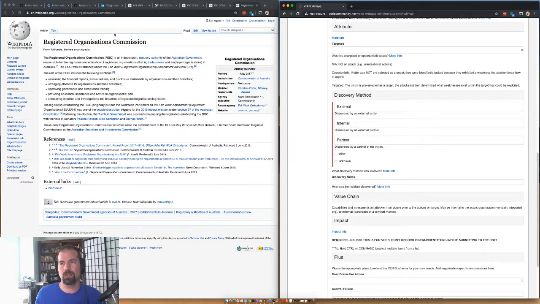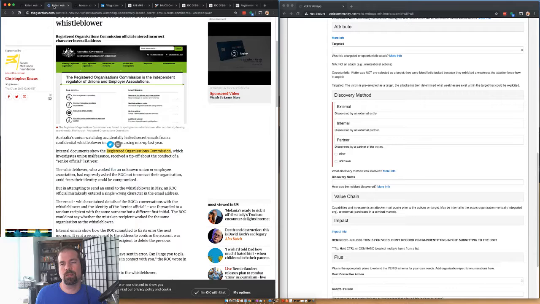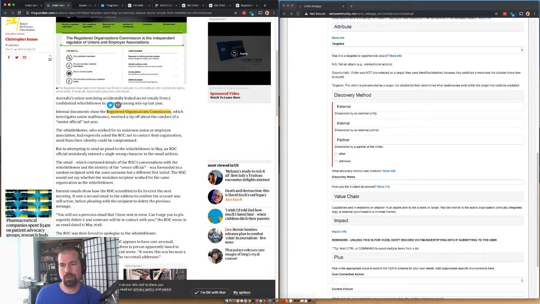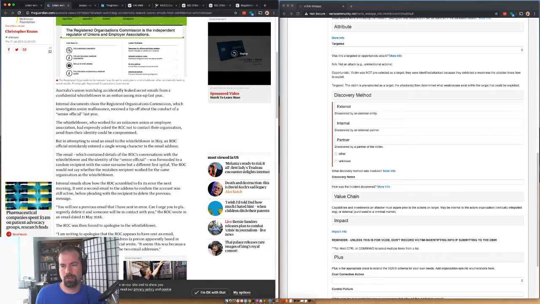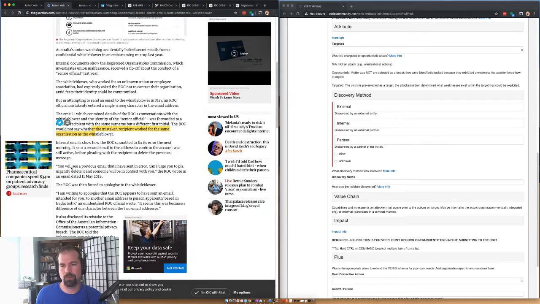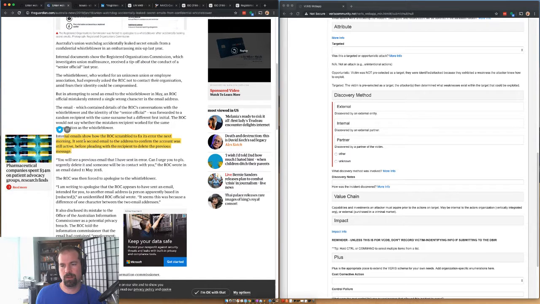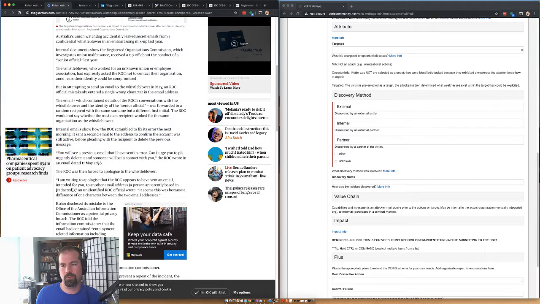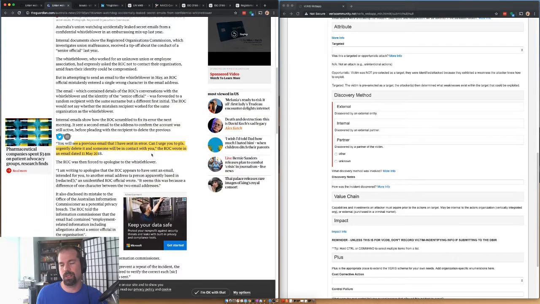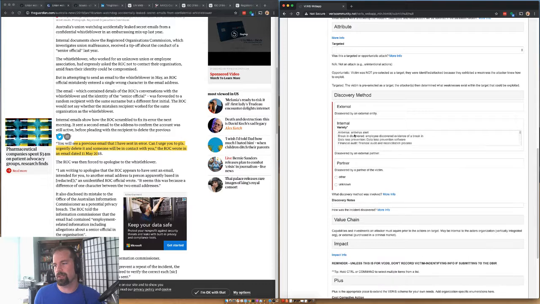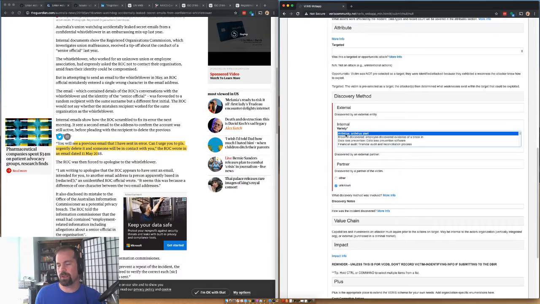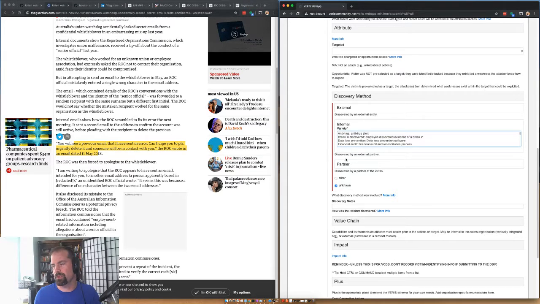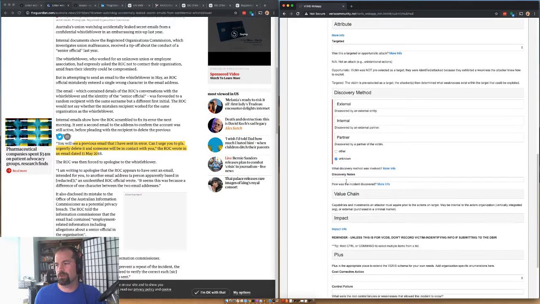Discovery method. Does it say? In attempting to send an email, we sent the wrong email. It's forwarded to the wrong recipient. The report would not say whether the mistaken recipient worked. It'll show how they scrambled to fix the error and send a second email. It sounds like they detected it internally. It wasn't the other person that caught it. Internal, other. But it could have been the other person that they were communicating with. I'm just going to go with unknown, because I really don't think that we know enough to determine whether it was discovered internally or externally.